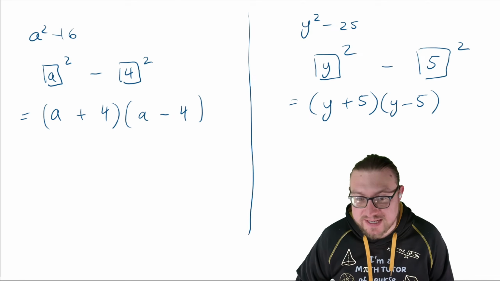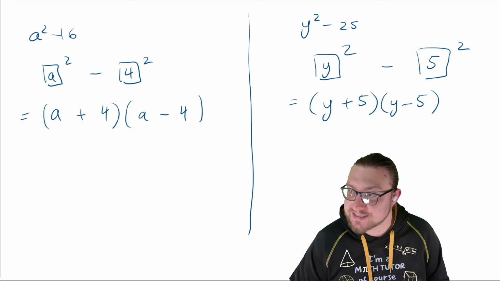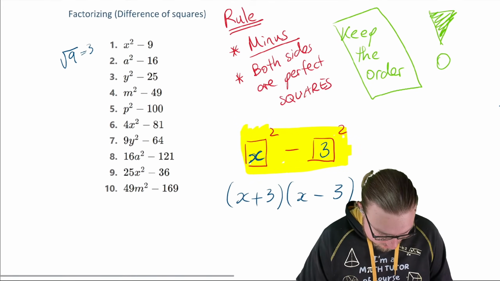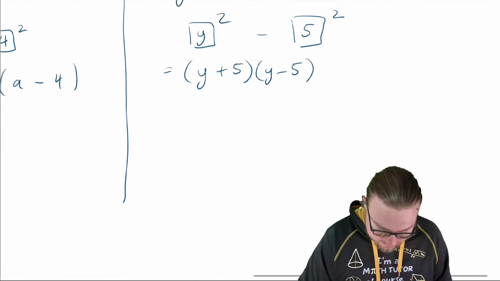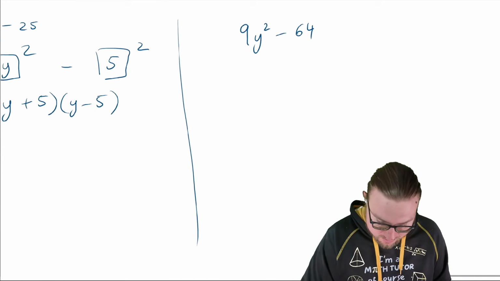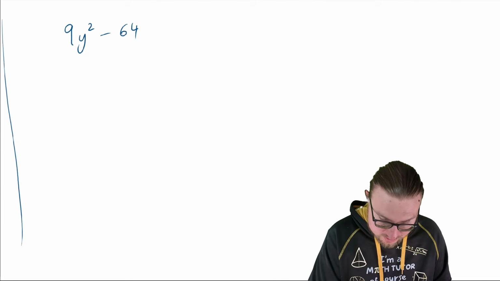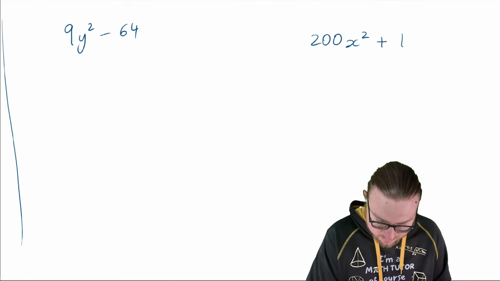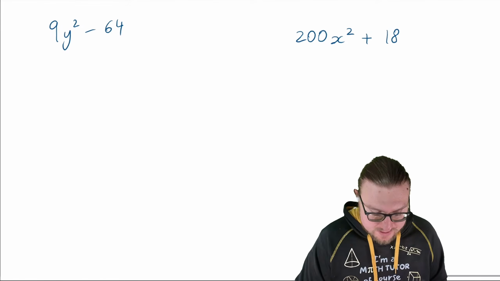Now, this is by far, I think, the easiest factorizing method, the fastest, but a lot of students forget that these ones exist. We're going to do a couple more. We're going to do number 7 and number 8. So we're going to have 9y squared minus 64. And then we're going to have one more: 200x squared plus 18.